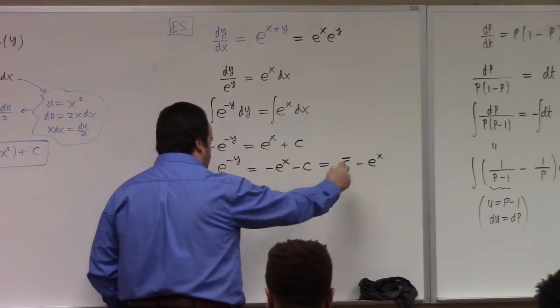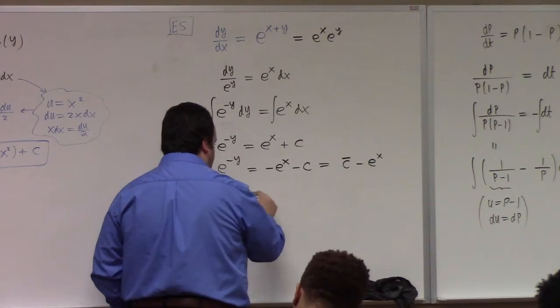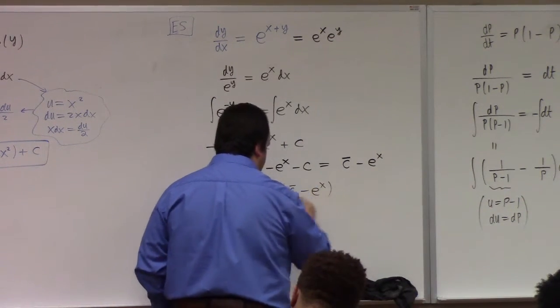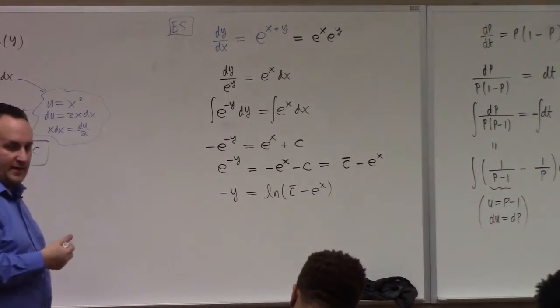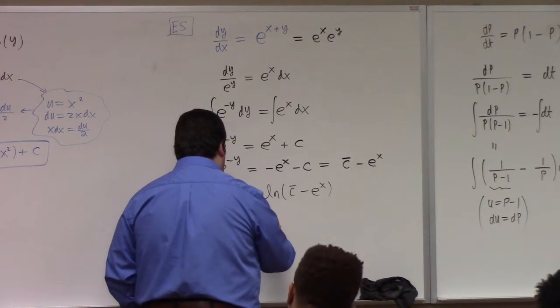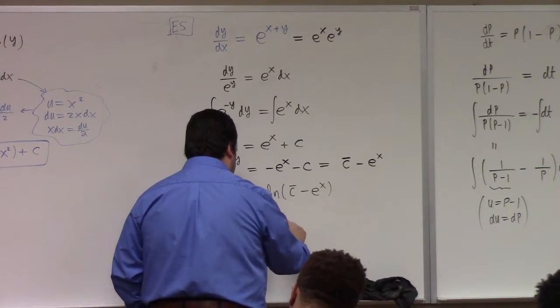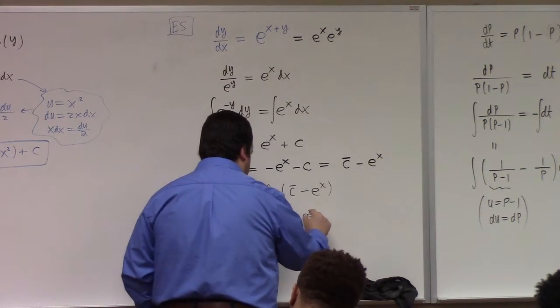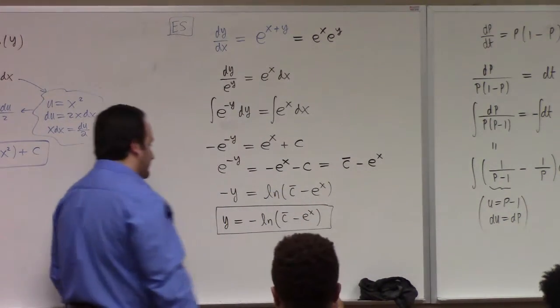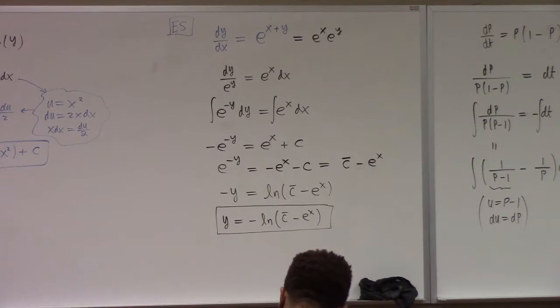So then we take the natural log of both sides. I get minus y equals the natural log of c bar minus e to the x. And then solve for y. So y is equal to minus the natural log of c bar minus e to the x. There you go. That is the explicit solution to this problem.